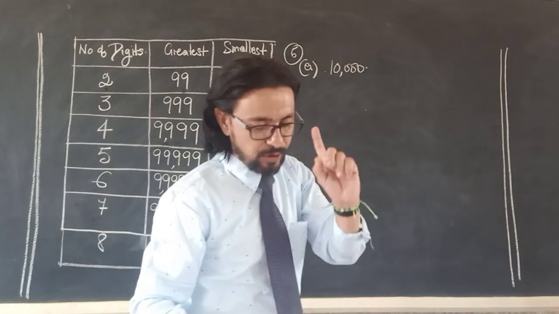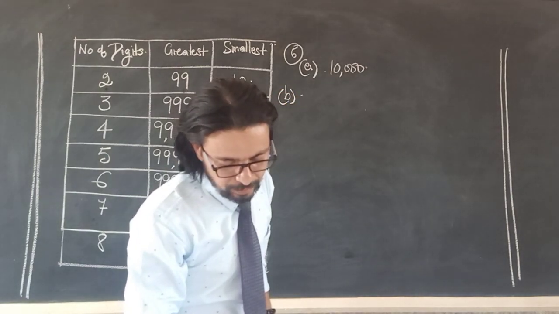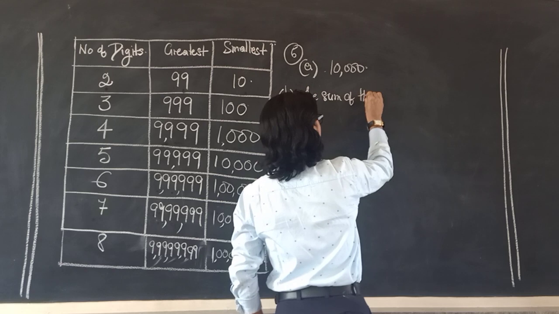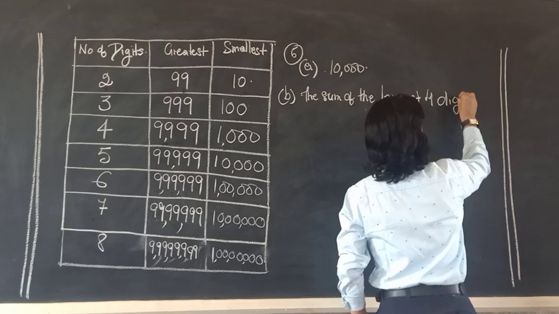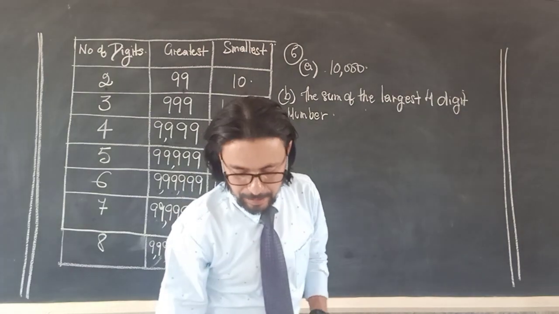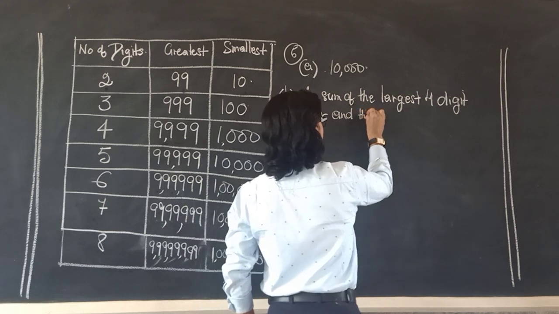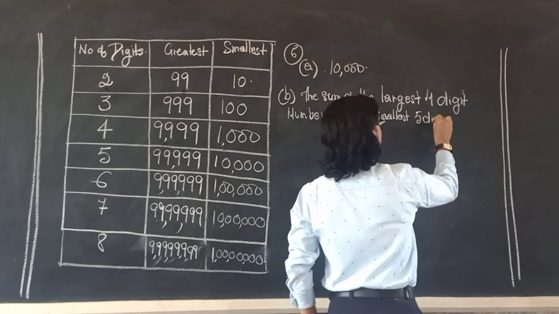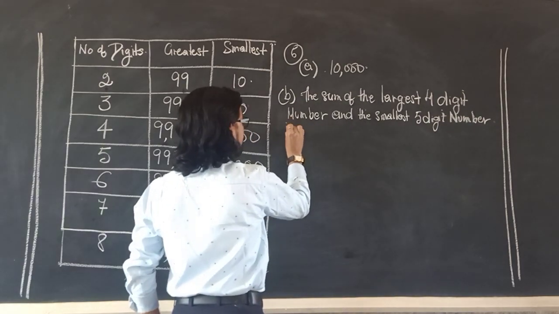What I'll do is I'll write it on the board and I will show you. Suppose I am the student. So I write B. The sum of the largest 4-digit number and the smallest 5-digit number is, and then you have a blank space.